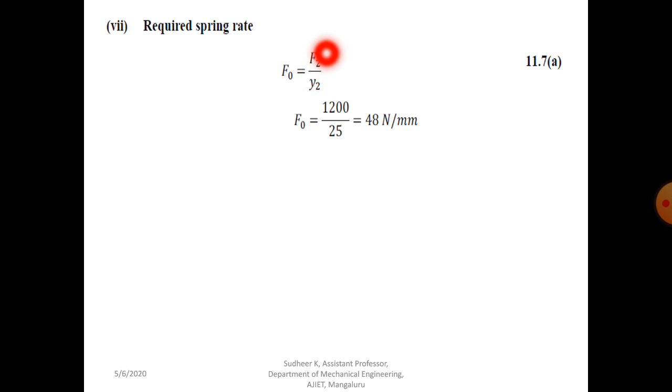The equation is given in terms of F and Y. Here we are going to design for maximum load as well as maximum deflection. Therefore we have to use suffix 2. Suffix 1 indicates minimum load as well as minimum deflection. Suffix 2 indicates maximum load as well as maximum deflection. So F2 is for maximum load, Y2 is for maximum deflection.